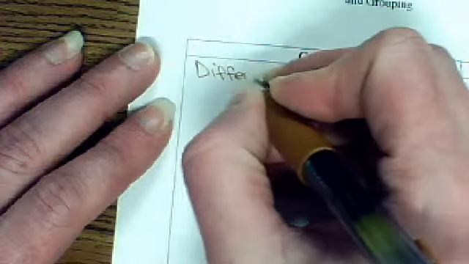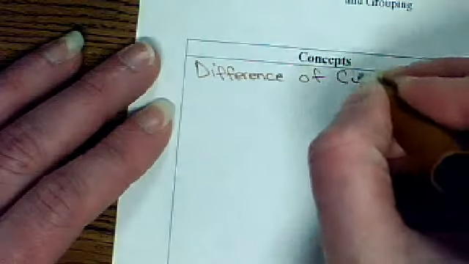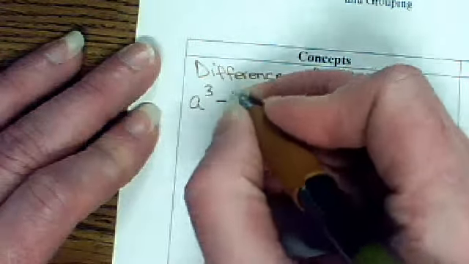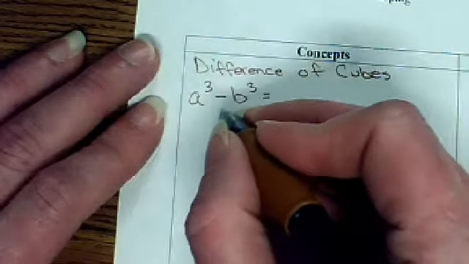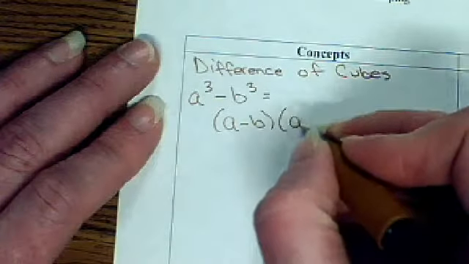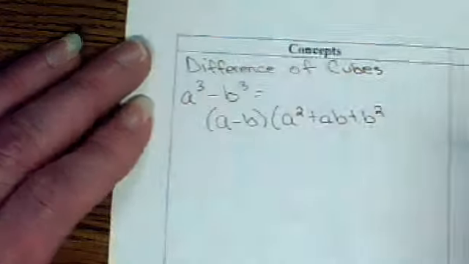So let's go back onto this side and write down the difference of cubes formula: a cubed minus b cubed. And that is going to factor into a minus b times a squared plus ab plus b squared.